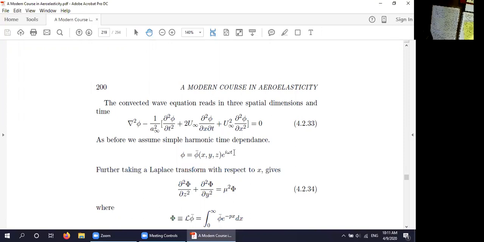You can see my cursor, is that right? Yes, we can. Okay, great.